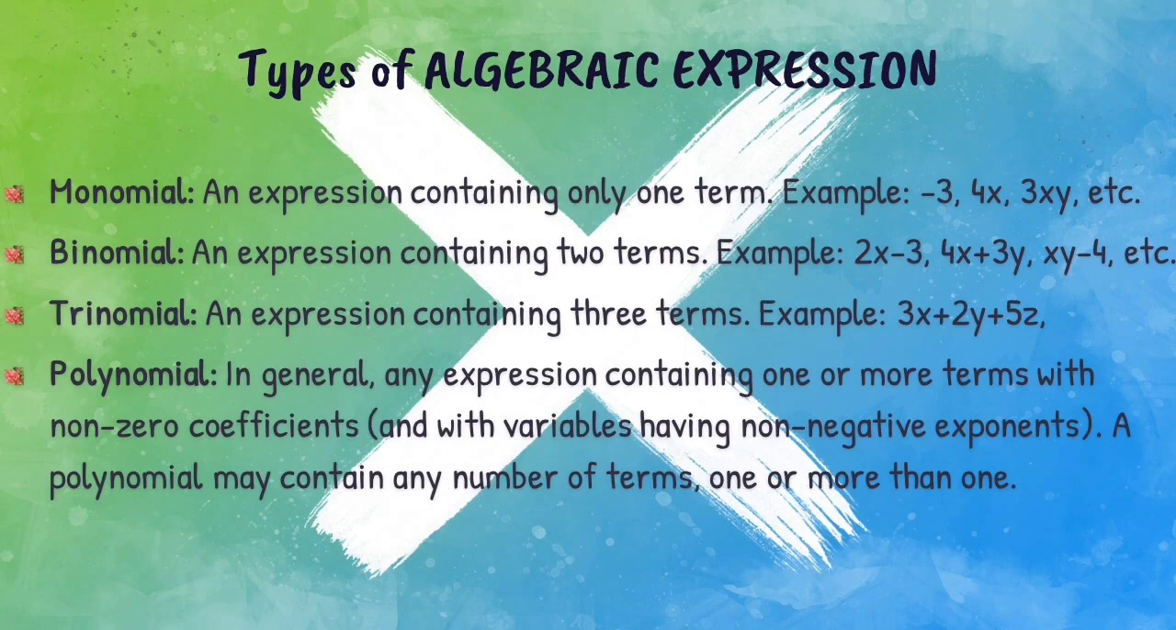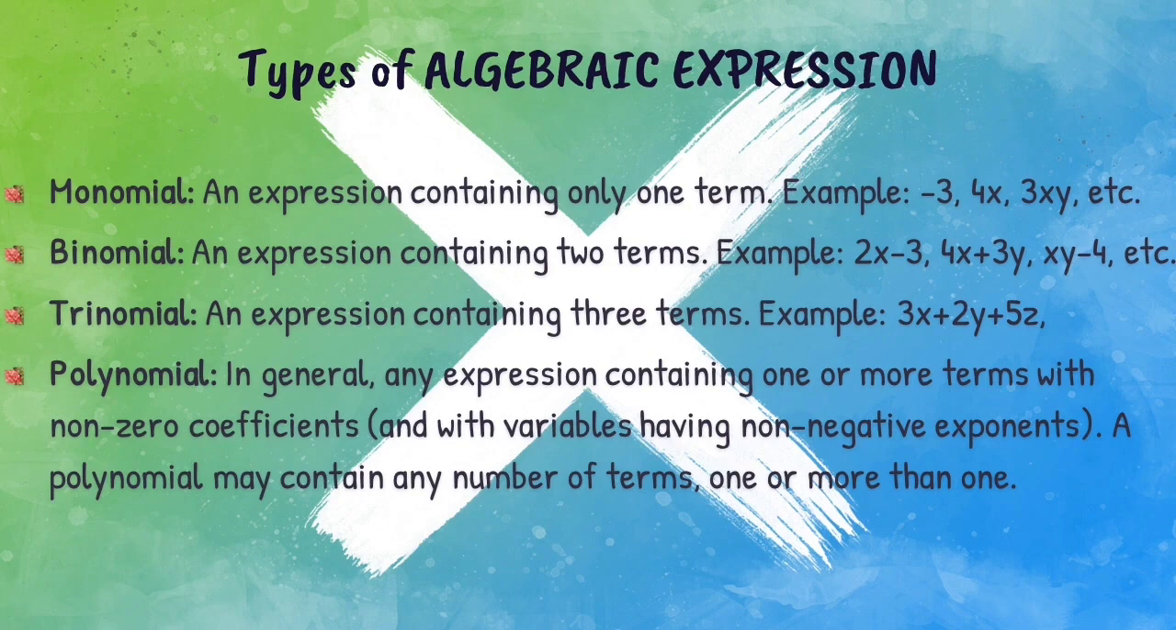Now, the types of algebraic expressions. Different types are monomial, binomial, trinomial, and polynomial itself. First is monomial. It's an expression containing only one term. As you can see in the examples, it's minus 3, 4x, 3xy, etc. These expressions have just one term. So these are all monomials.